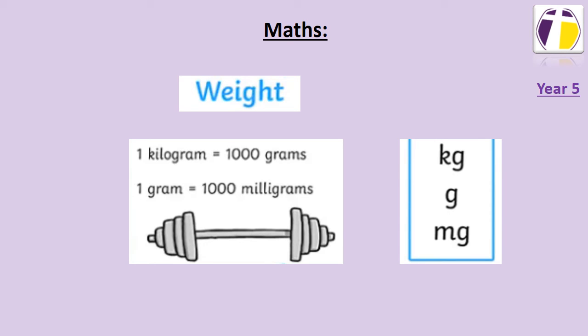When looking at weight or mass, you should also know that 1 kilogram is the same as 1,000 grams, and 1 gram is the same as 1,000 milligrams. Knowing these facts will help you work out more complicated maths questions.